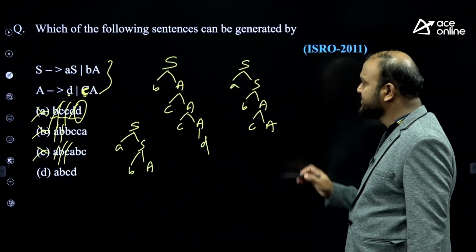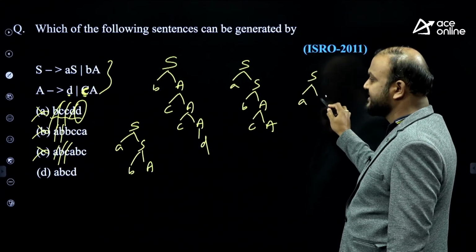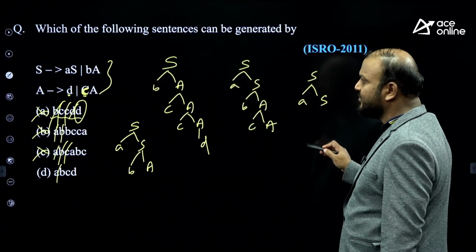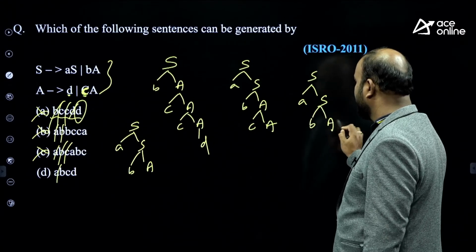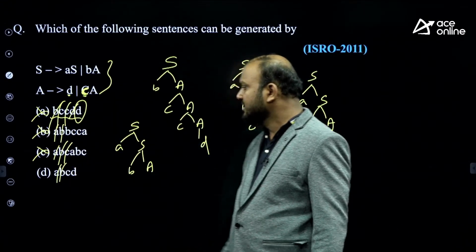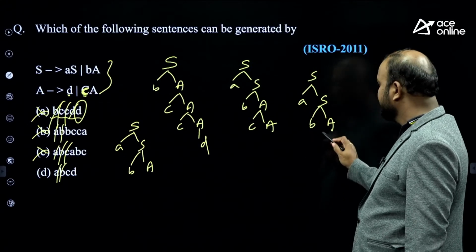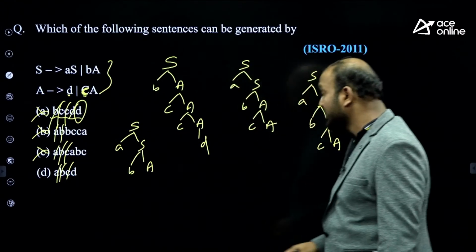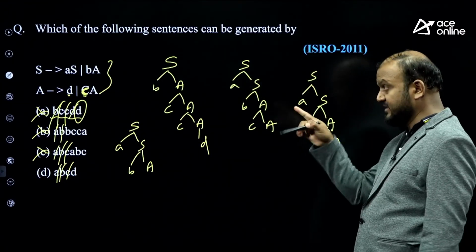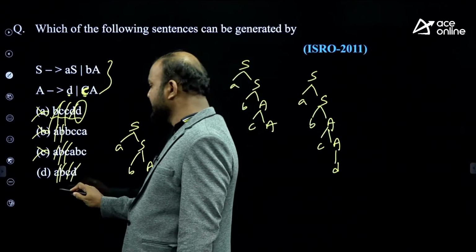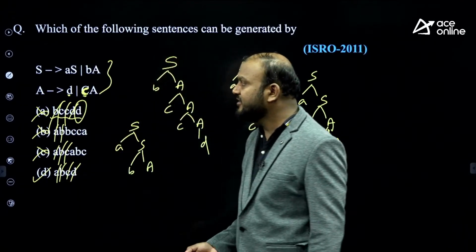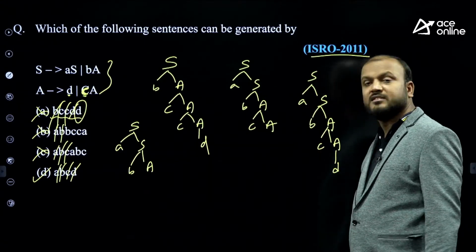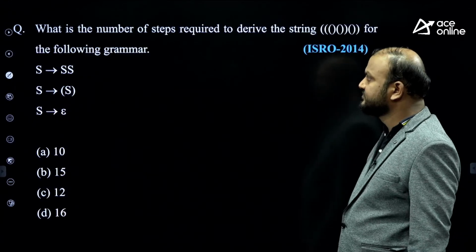Look for this, option D. S tends to AS. A we got it. And with S I wanted B, so we have to go with BA. Okay, happy, BA. And with A I wanted C. Okay, that is CA, correct, I got C. And finally with A I wanted to have D, that D is possible because we have a production. So means D is the string derived using this grammar. See how simple these questions are, that is very easy.